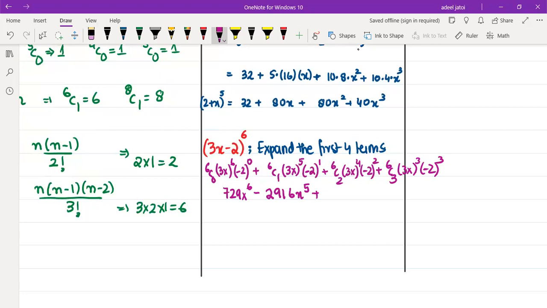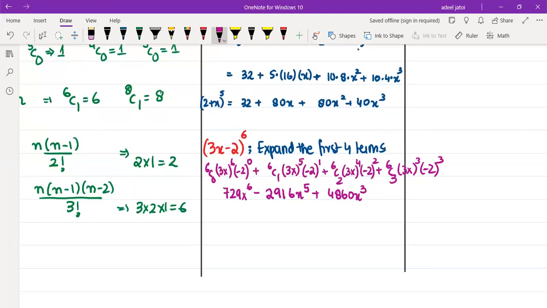Then we will have 6C2, which is 15. And 3 to the power 4 is 81. 15 into 81 into minus 2 square, which is 4. So the end result is 4860x cube. Then we have 6C3.